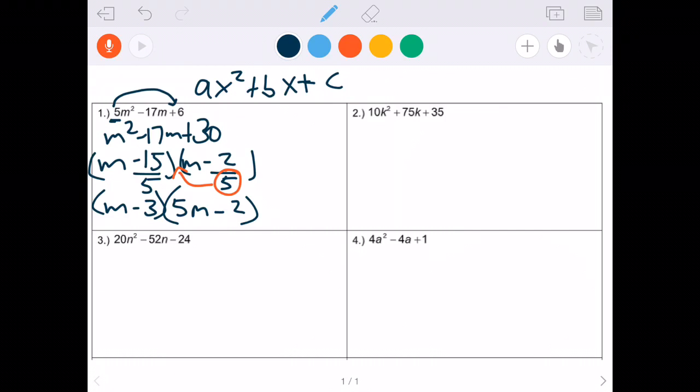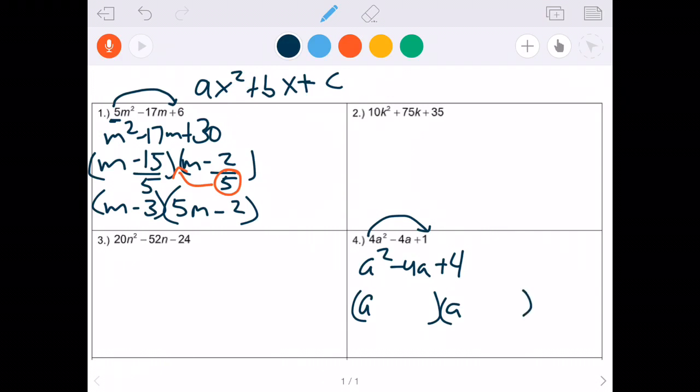Let's move on to number 4. So I'm going to take the number in my a position and multiply it by c. So this is a squared minus 4a plus 4. Now we're going to factor like normal. So two numbers that multiply to 4 and add to negative 4. If we have minus 2, that's going to work.